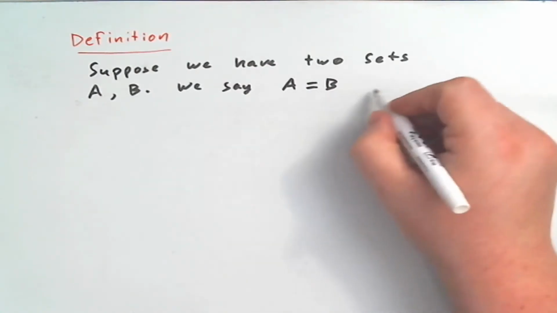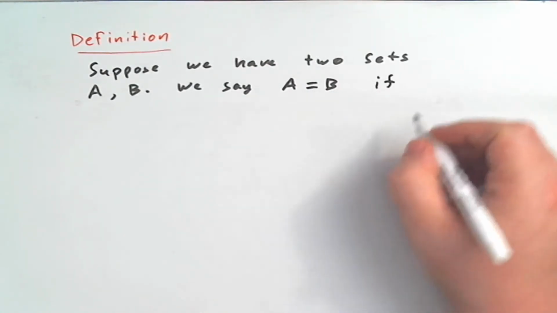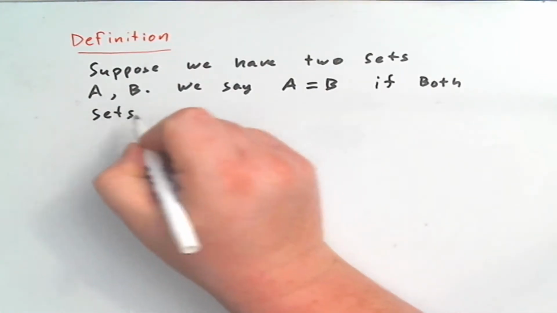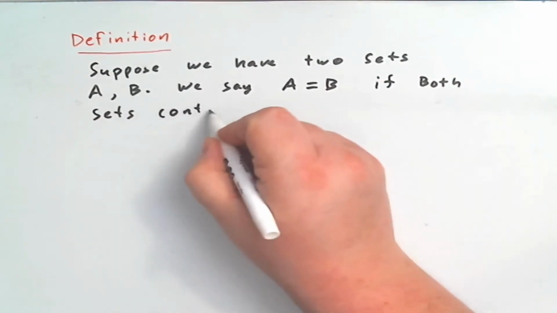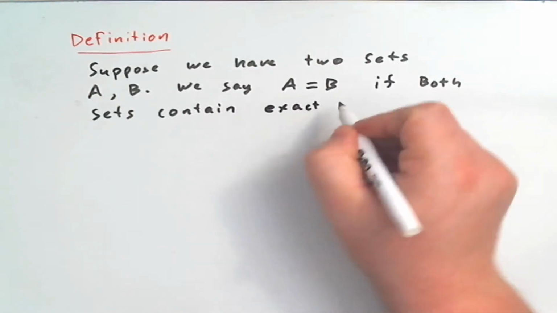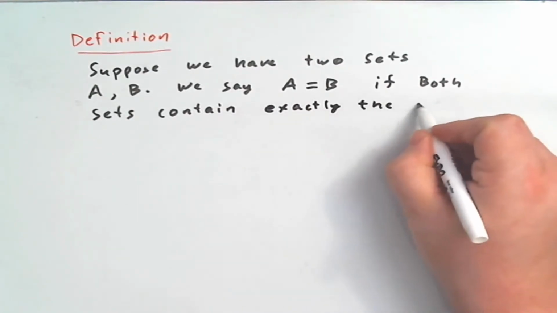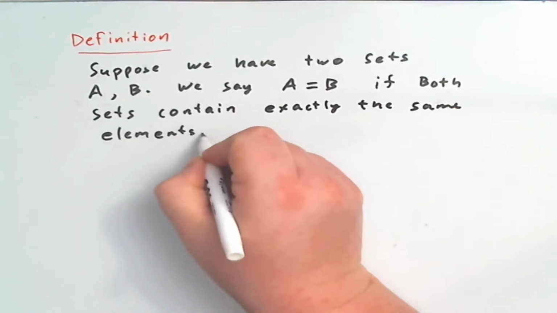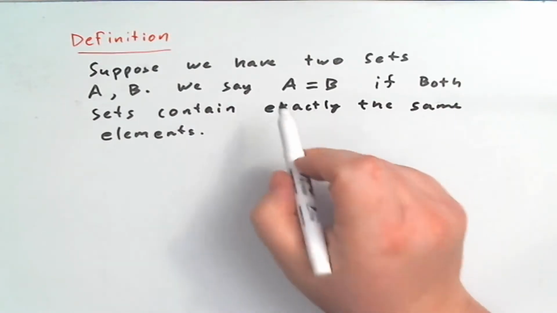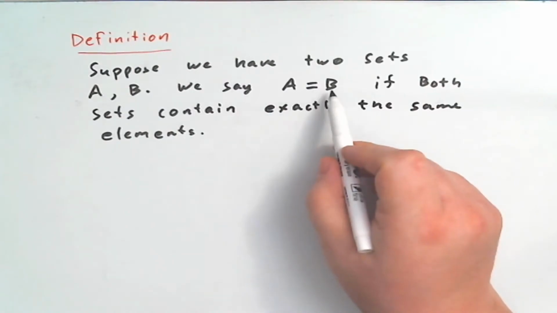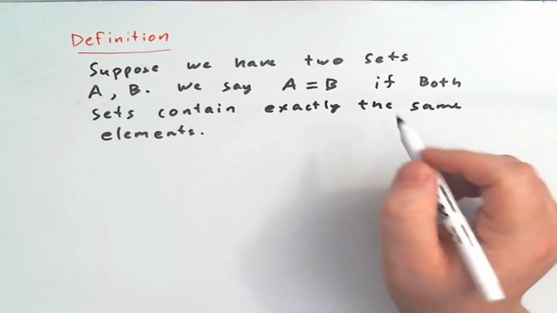But we say that A equals B if both sets contain exactly the same elements. That means every single element in A is exactly the same as every single element in B. So if whatever is in A is the same thing as in B, that's what we mean when we talk about exactly the same elements.